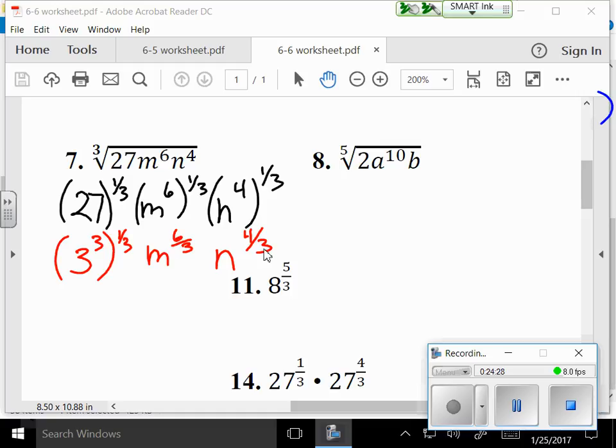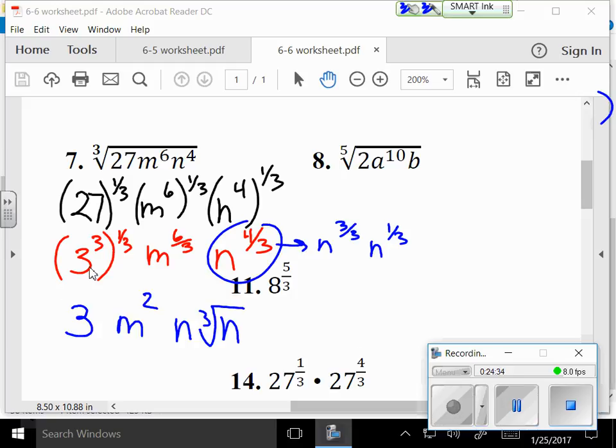n to the 4 over 3 is going to simplify to n times n to the 1/3. So in the next step, the 3, like I said, 3 to the 1/3 reduces to just plain old 3. m to the 6 over 3 power is just m squared. n to the 4/3 breaks up into n to the 3/3 times n to the 1/3. n to the 3/3 is just n to the first, right there. And then n to the 1/3 is the cube root of n.